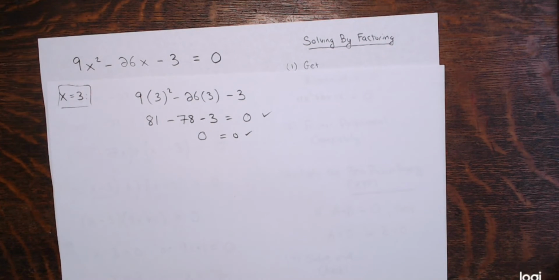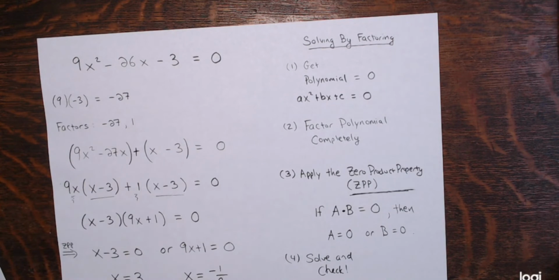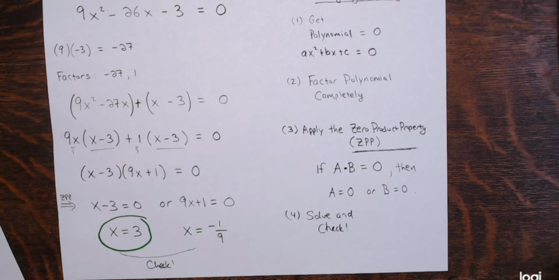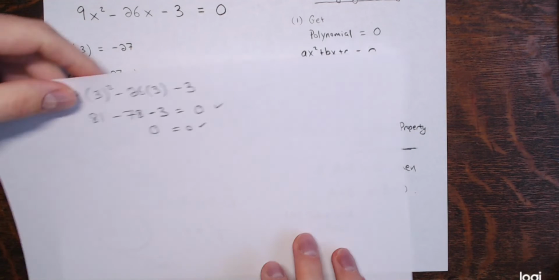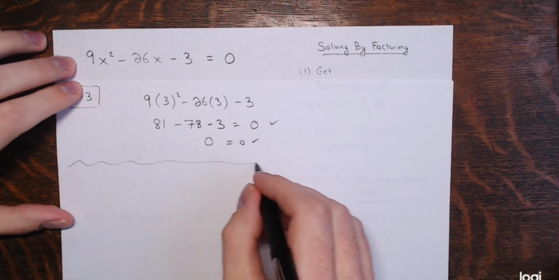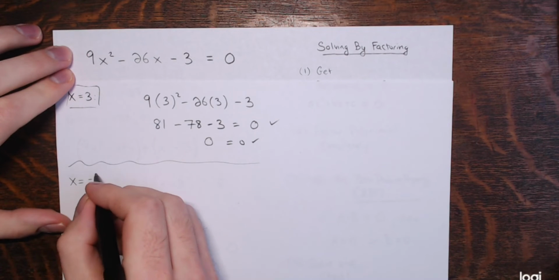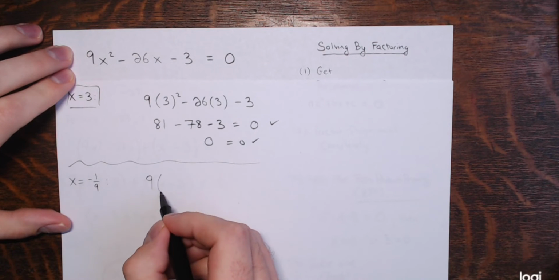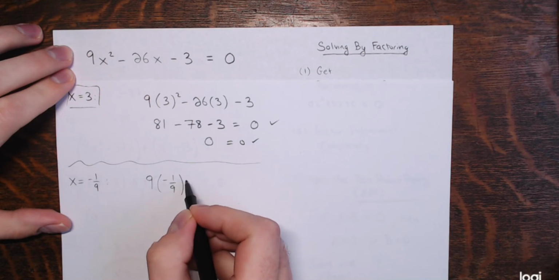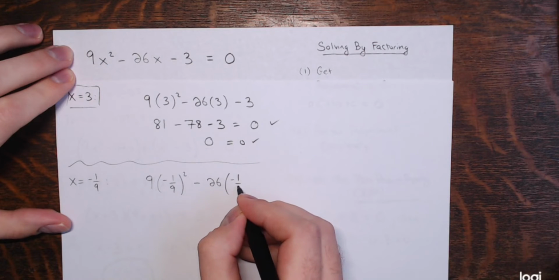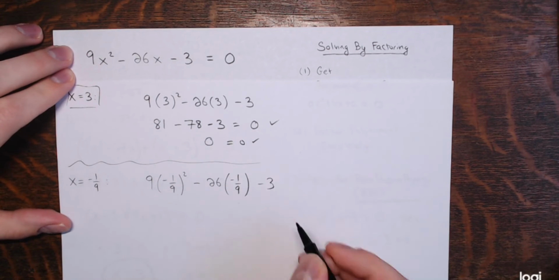So I'm going to circle that. Go back here and say, hey, this works in the original equation. This is a solution. And how about the other one? How about negative 1/9? Same deal. Going back to the original equation, and now I'm replacing x with negative 1/9. I'm hoping you can work with fractions. 9 times negative 1/9 squared minus 26 times negative 1/9 minus 3, and see if I get 0. I want 0 equals 0.